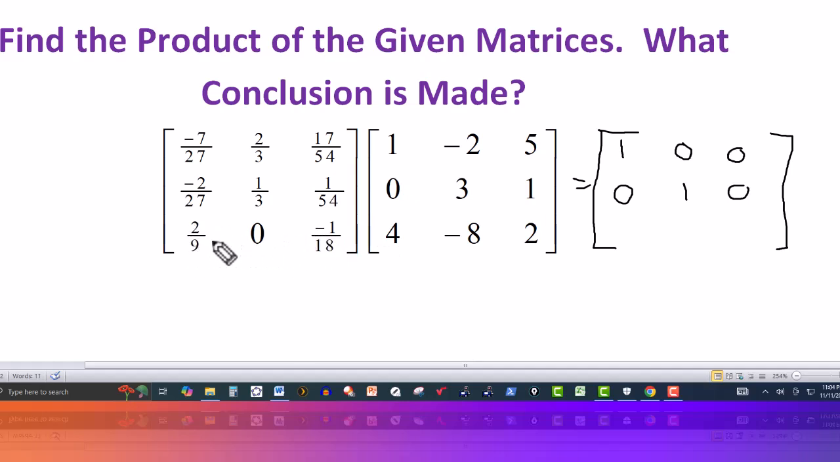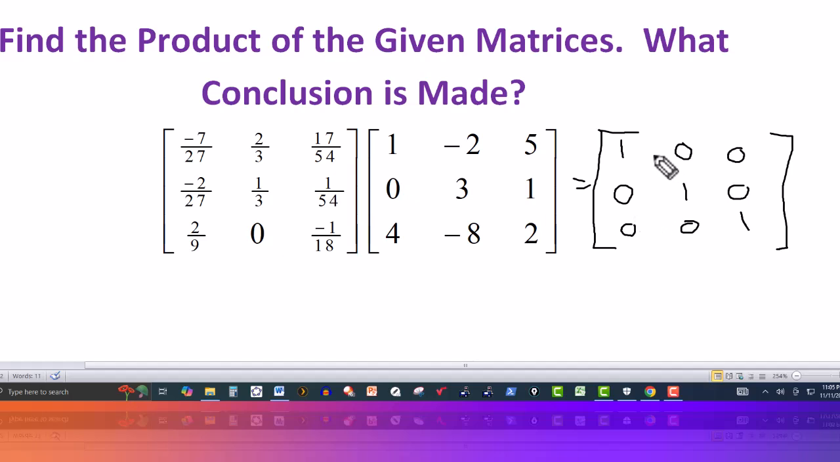And finally, you do the same thing with the last row over here. These components, 2/9, 0, negative 1 over 18, multiply into the components of the first column, second column, and the third column. So it would be 2/3 times 1, 0 times 0, minus 1 over 18 times 4. You combine that, this will be 0. And you do the same thing with the second column. 2/3 times negative 2, 0 times 3, negative 1 over 18 times minus 8. Reduce and add. This will give you 0 here. And then finally you do the same thing with the last column. 2/9 multiplies the 5, 0 multiplies the 1, minus 1 over 18 multiplies the 2. Reduce and combine. This will give you a 1.